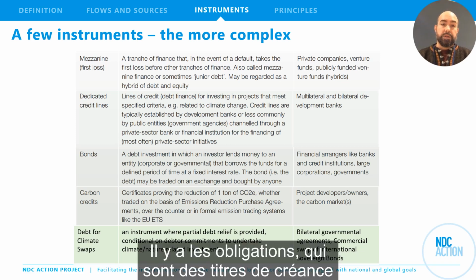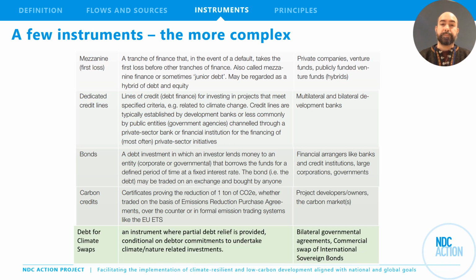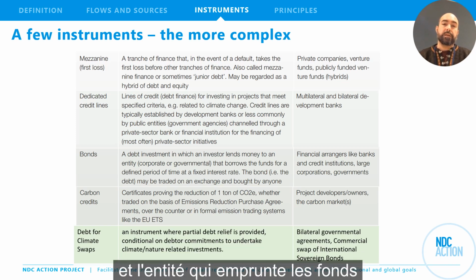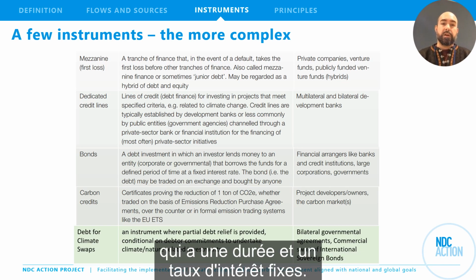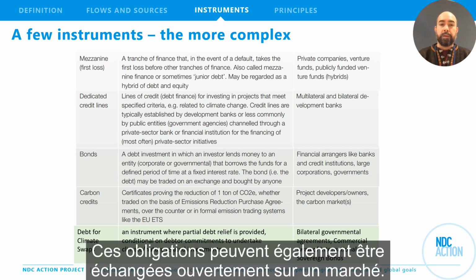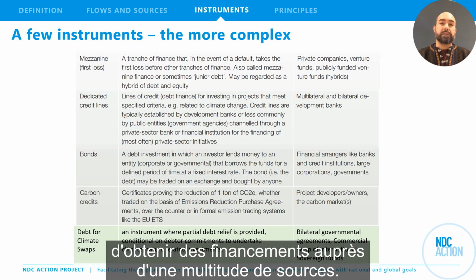Then I have bonds, which is a debt instrument as well, where the investor basically lends money to an entity, and the entity that borrows the funds provides a sort of IOU document, which has a fixed period of time and a fixed interest rate. And these bonds can also be traded openly in a market. And these bonds are also a good way to leverage finance from multiple sources.